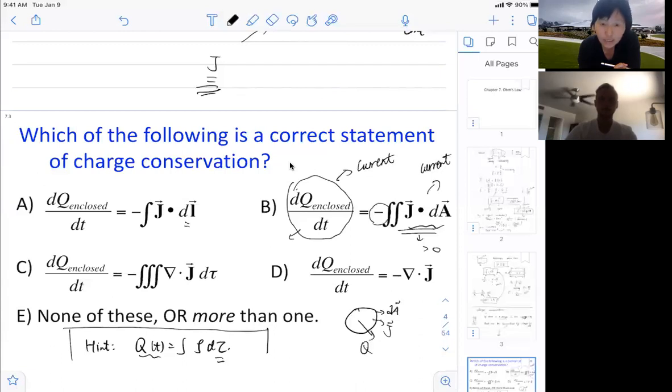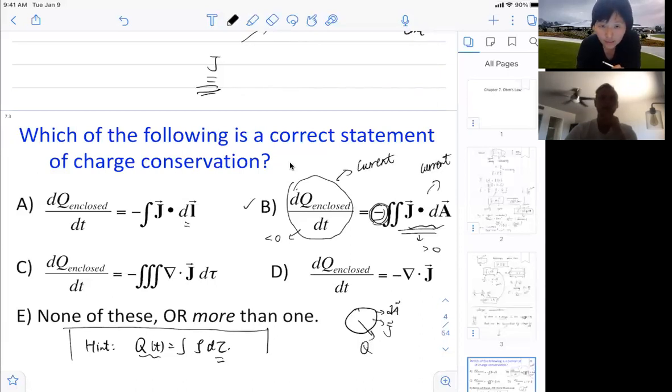Decreasing, very good. J indicates the flow of your charges going away, then dq must be decreasing. So the change over time must have a negative value, right? To make them equal, you need a minus sign. So this is very good. This is a correct statement.